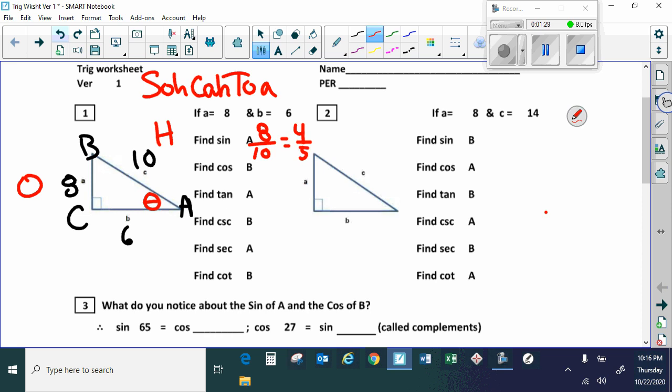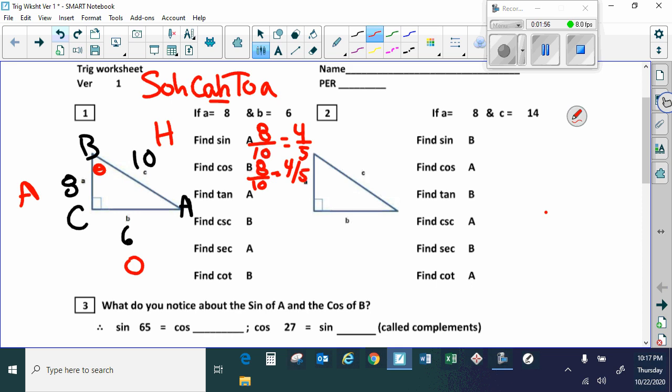Cosine of B now. Okay, so now theta is up there at B. So now this is the opposite, and that's adjacent. Remember, I told you if theta moves, then the O and A move. H never moves. So the cosine we see is A over H, adjacent over hypotenuse, 8 over 10. So it's the exact same answer, 4/5.